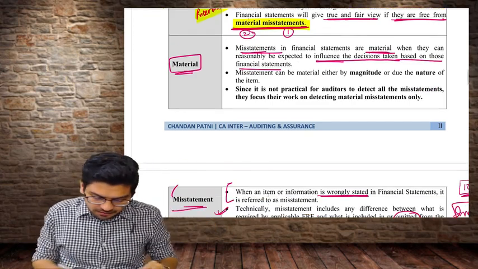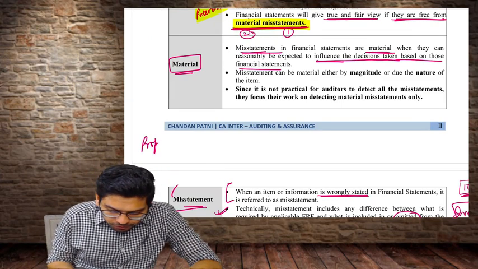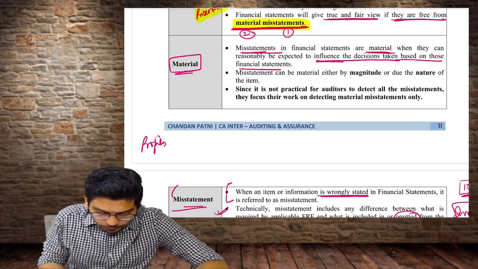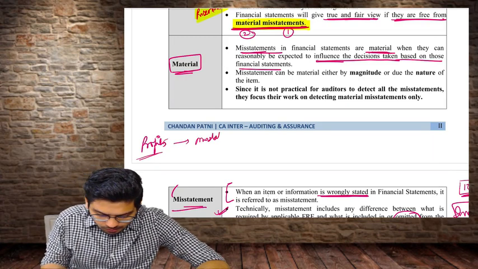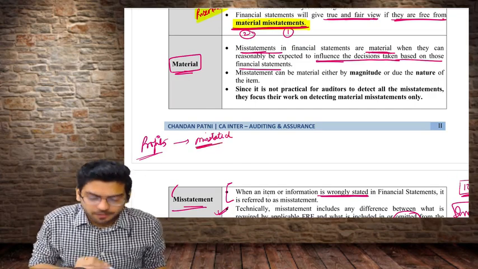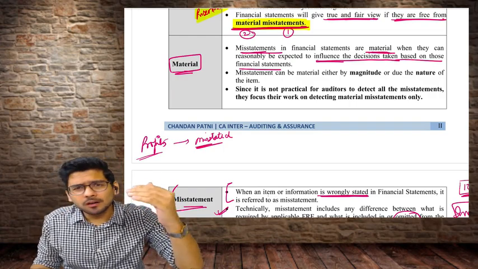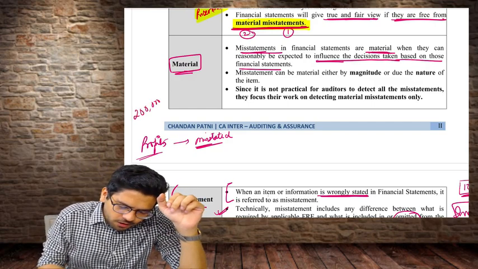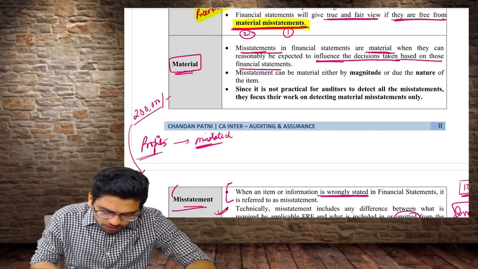Now let me give you an example. Let me talk about the profits of the organization, the revenue or the profits. Let's say this profit has been misstated. That means something is wrong in the profits. Because of the misstatement, the actual profit, let's say, is 2 lakhs, but because of some errors in the financials, the profits come down to minus 50,000.